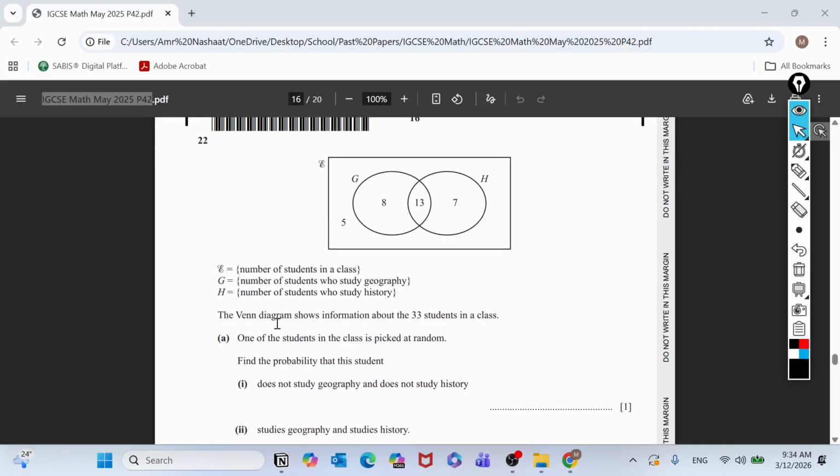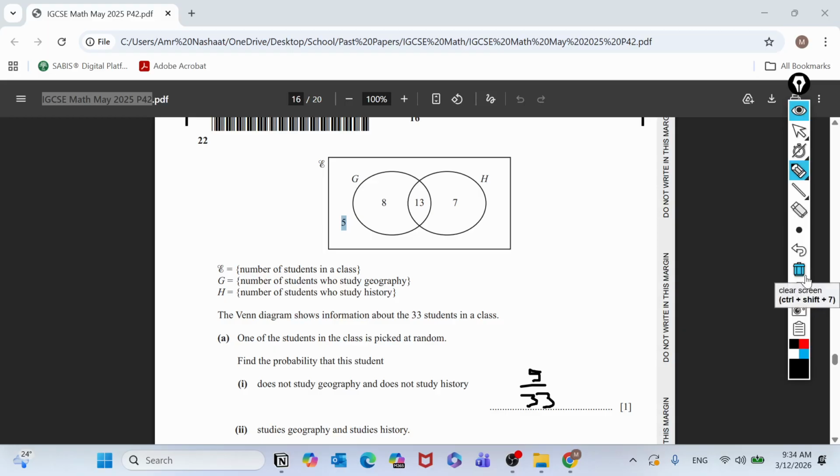Okay. The Venn diagram shows information about 33 students in a class. One of the students in the class is picked at random. Find the probability that this student does not study geography and does not study history. So everyone studies history or geography except the 5 people outside. So it's 5 over the total, which is 33.